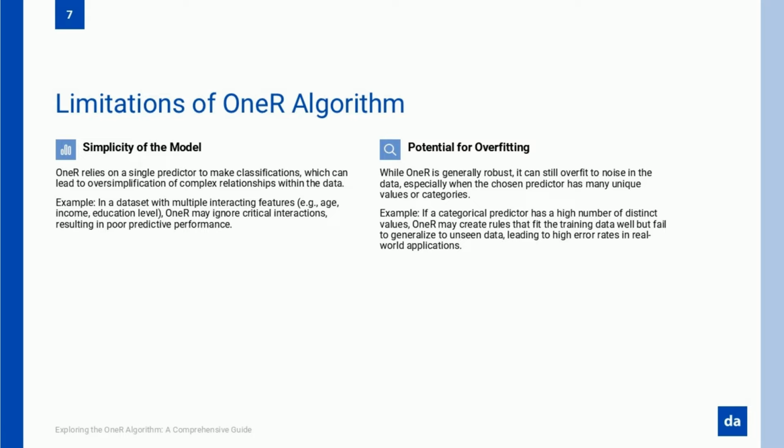In summary, the limitations of OneR remind us that no single algorithm is a universal solution. By understanding its boundaries, you can harness its strengths while knowing when to look elsewhere for more complex problems. The key is to match the tool to the task. Ready to see how OneR thrives in real-world applications?